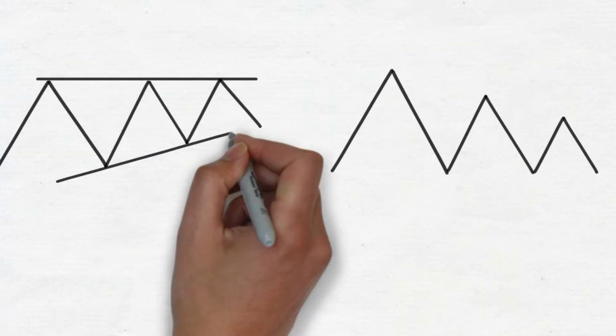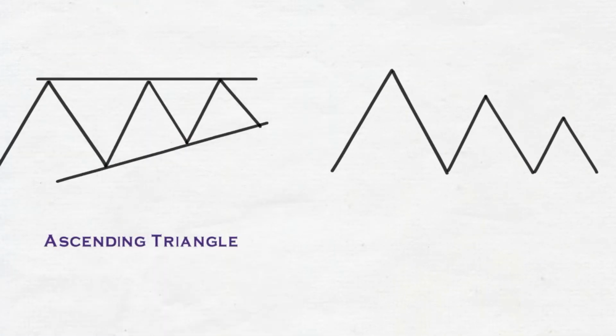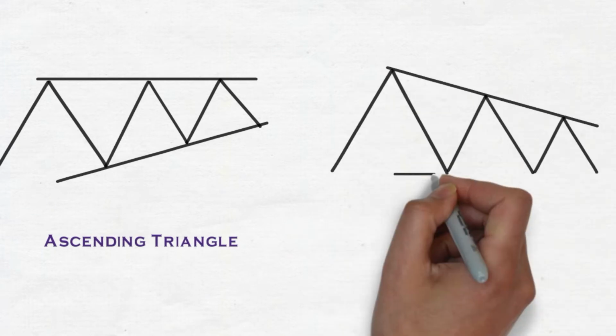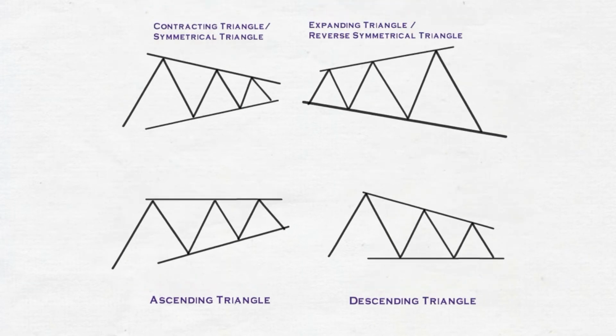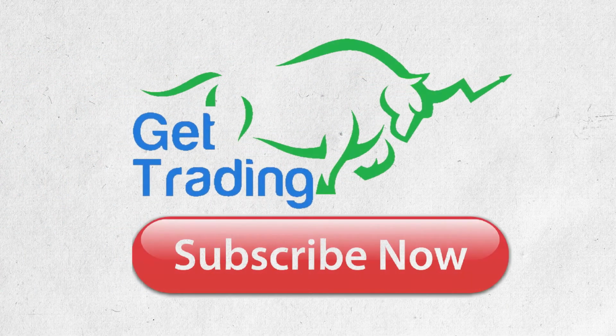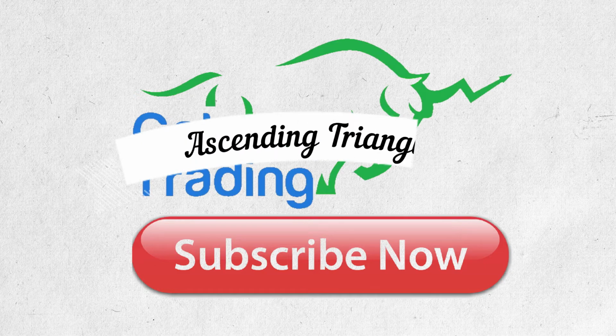This pattern is called an ascending triangle and this is a descending triangle. Let's discuss these in this video: how to identify them, how to confirm them, and finally, how to trade them. So, welcome to the world of trading. First, let us start with the ascending triangle. Let us see the textbook pattern first.